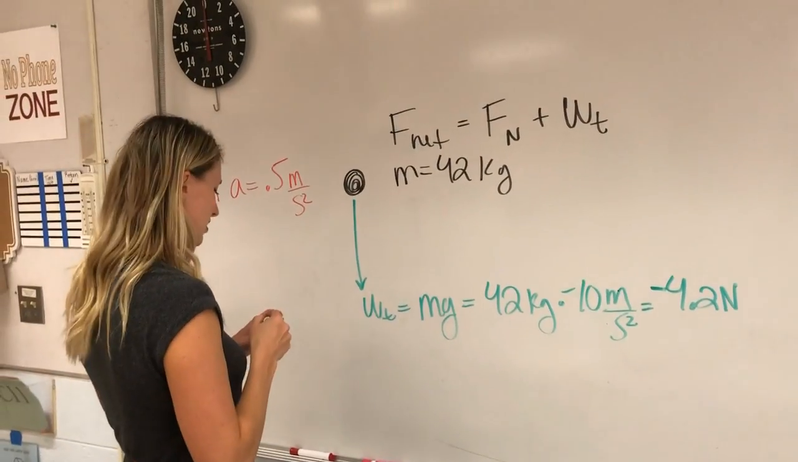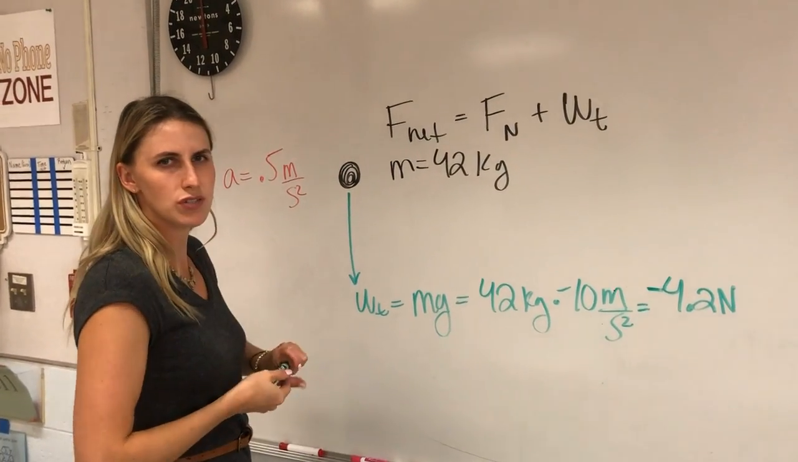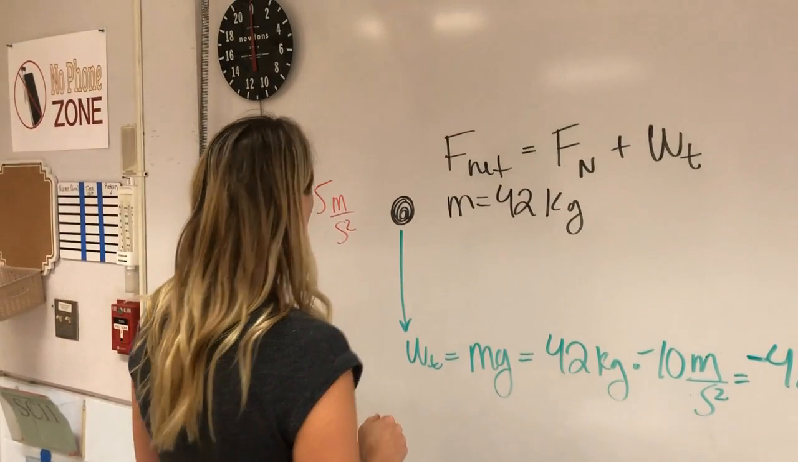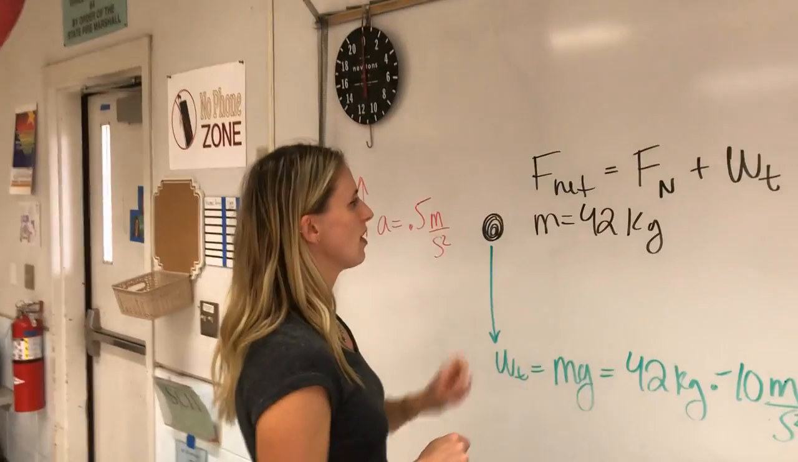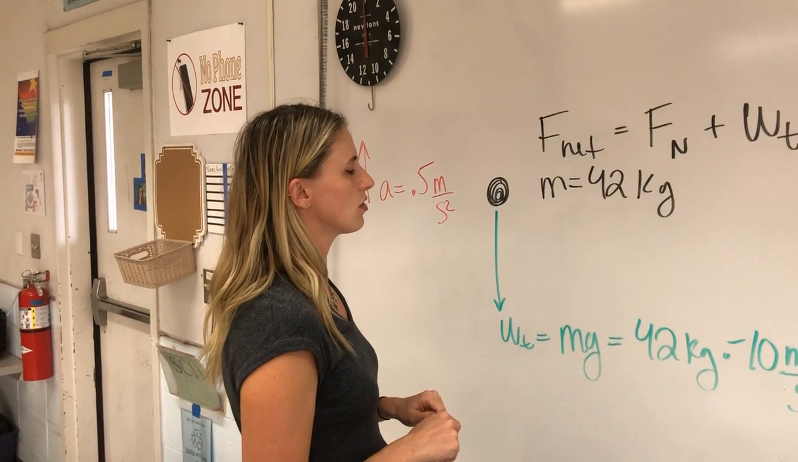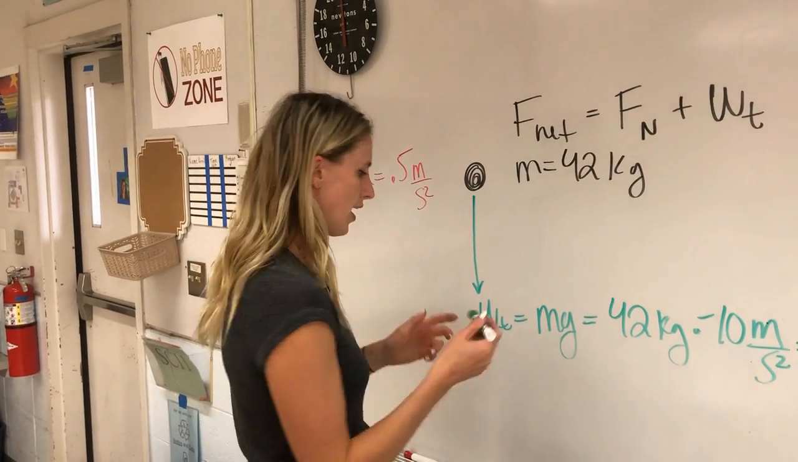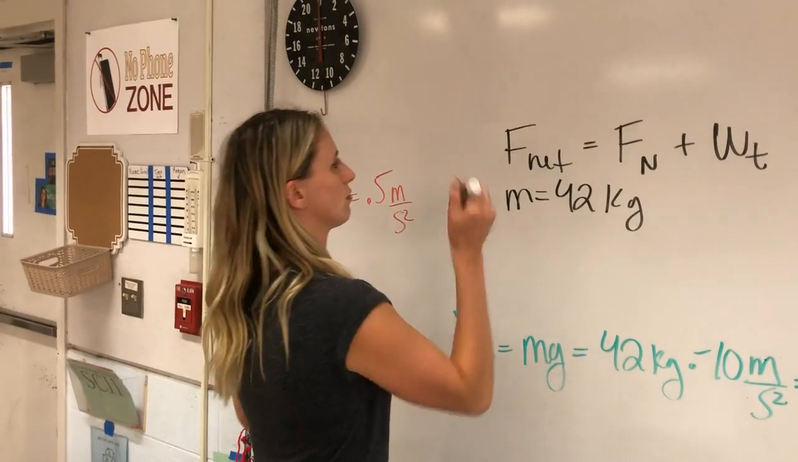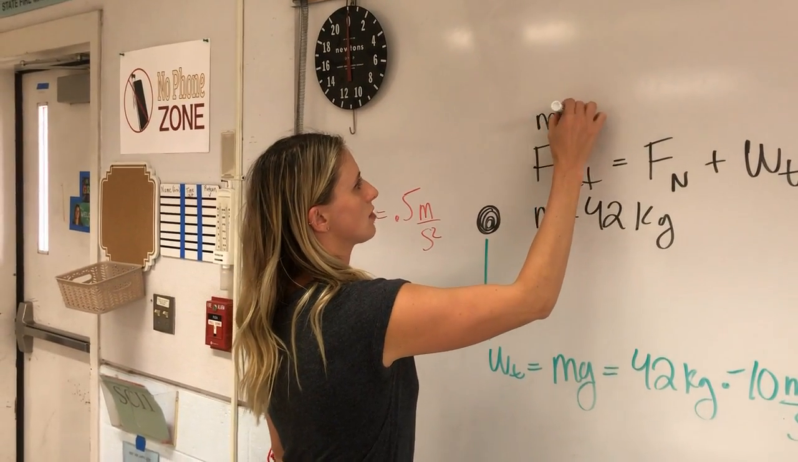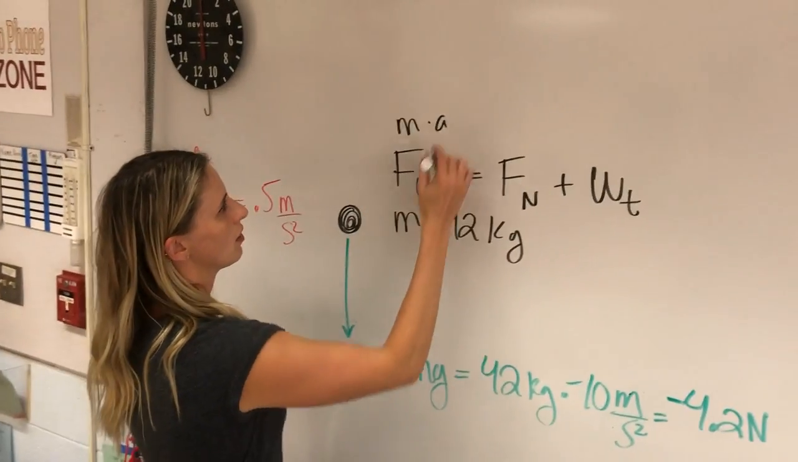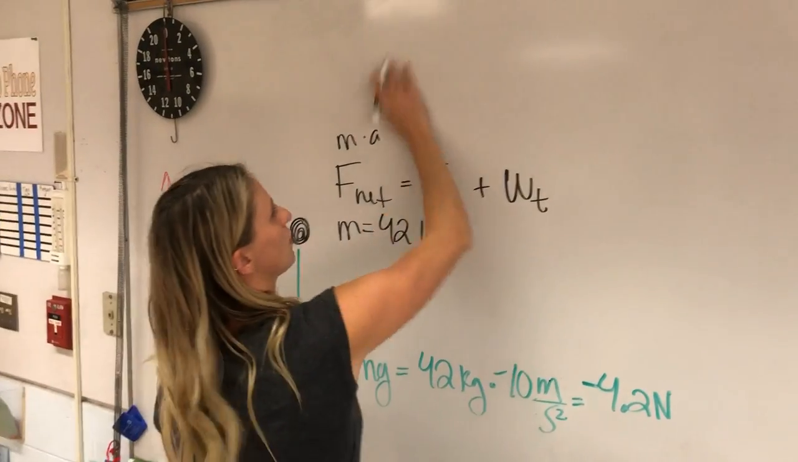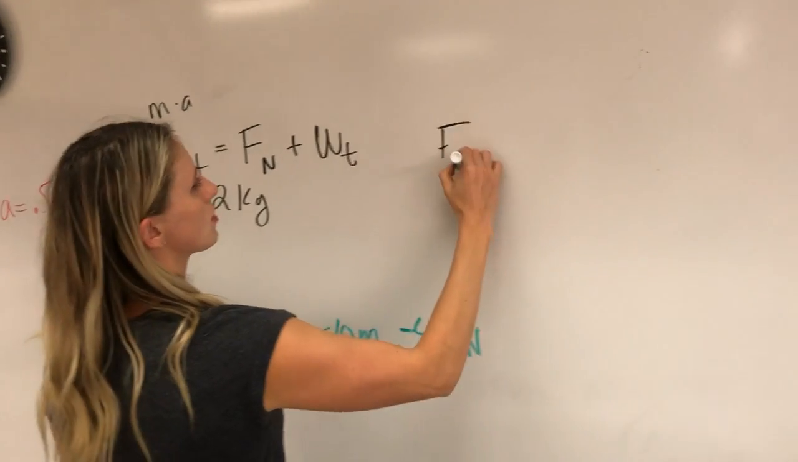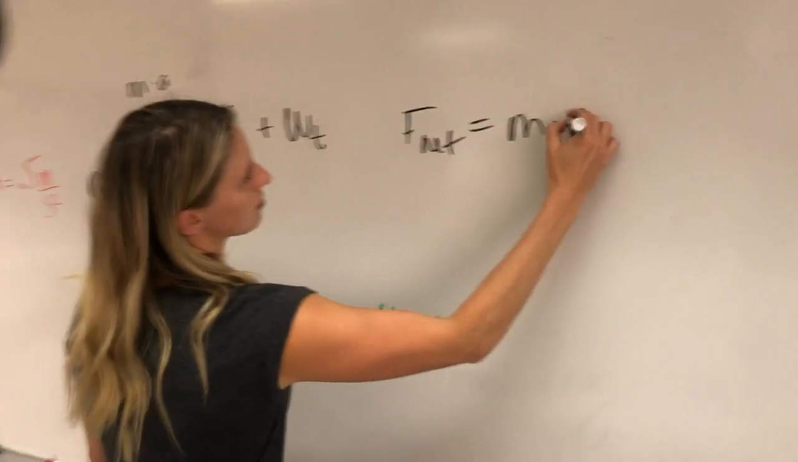Okay, so now I have this right here. How can I get the normal force? I think you got to get the net force first. So how can I find my net force? Newton's second law, right? So we've got mass times acceleration. That's what this equals, right? So I'm going to say the force net equals mass times acceleration.